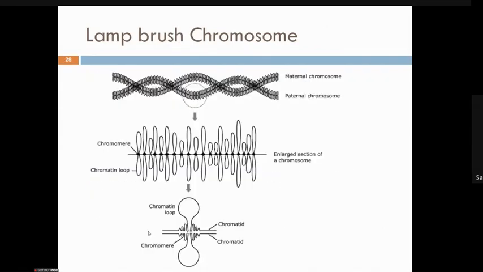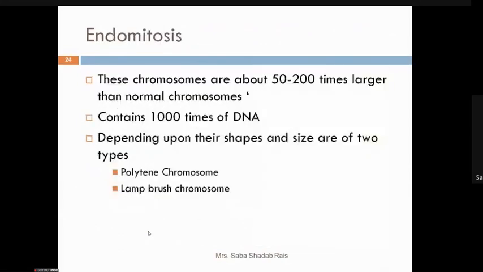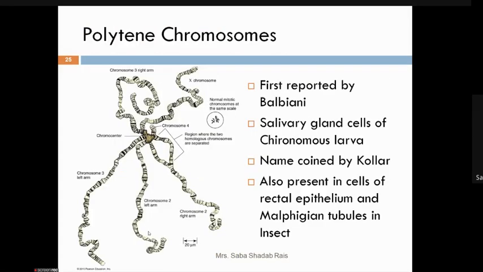A small quick review we will do. First, we have learned endomitosis. Endomitosis is the process in which the chromosome divides but the cell does not divide, and this makes the cell big in size. That's why these are called giant chromosomes. We learned two types, polytene chromosome and lampbrush chromosome. Polytene means thread-like structure.